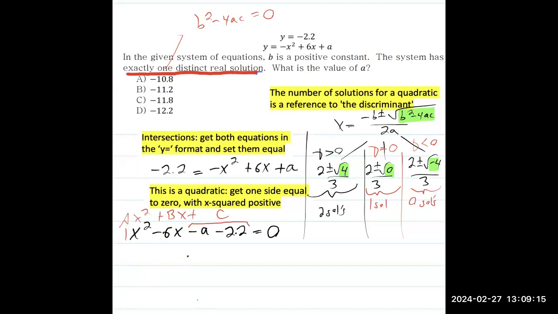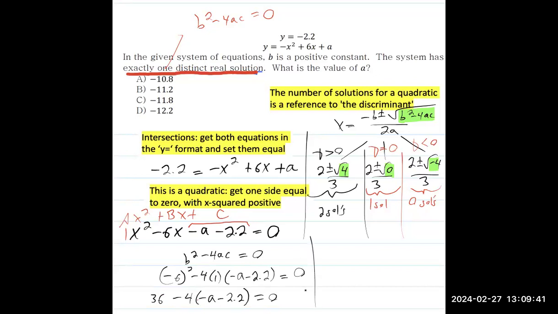So b squared minus 4ac equaling 0 would be minus 6 squared minus 4 times 1 times negative a minus 2.2 equals 0. Negative 6 squared is 36. Negative 4 times 1 is just negative 4. And then negative a minus 2.2, like that. And now we can distribute the minus 4, and we'll get 36 plus 4a plus 8.8 equals 0.